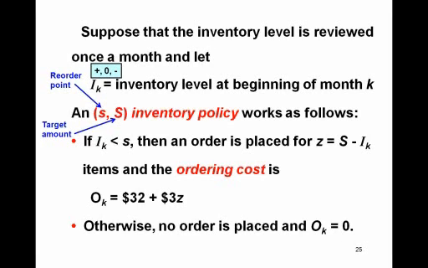If we place an order for little z items, we incur an ordering cost, capital O sub k, which is linear. First of all, there's a $32 setup cost, regardless of the size of the order, and then we have an incremental cost of $3 for each item we order. Because of the setup cost, we don't want to be ordering any more than necessary. Now, if I sub k is at least as big as little s, then we will place no order, and our ordering cost for the kth month will be 0.